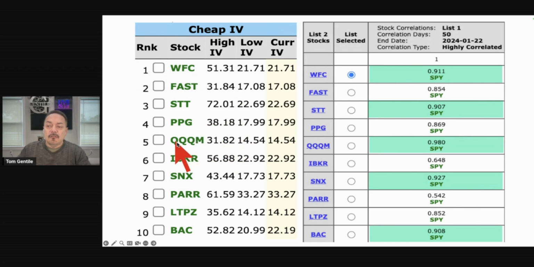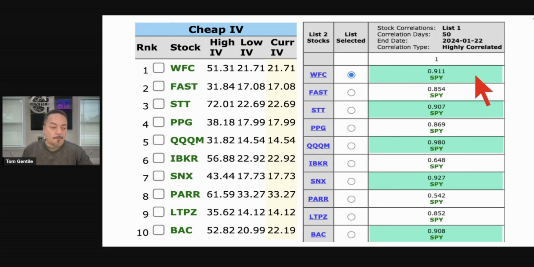This is a QQQ. This is the NASDAQ 100 ETF. Interactive Brokers on here, and all the way down at the bottom is Bank of America. What I did was I took all 10 of these, and I said, well, which ones are highly correlated to the SPY? So as you can see here, I ran a correlation list. Here's SPY, and this is WFC, so Wells Fargo, and how correlated it is to SPY. Well, over 91%. So I went ahead and highlighted that green check mark.